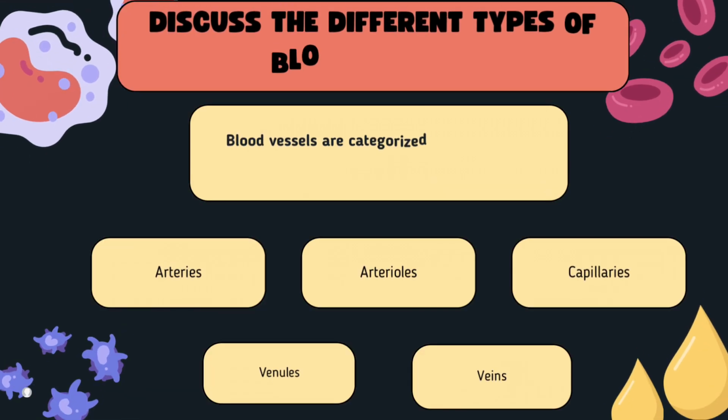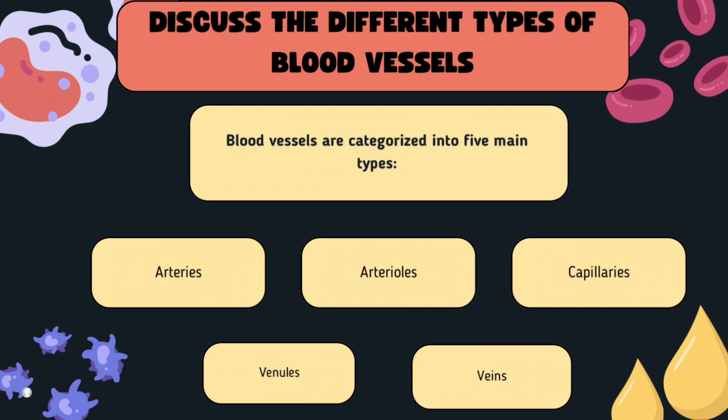Alright, so to dive right in, we're going to talk about the different types of blood vessels. Blood vessels are categorized into 5 main types. They're going to be arteries, arterioles, capillaries, venules, and veins.